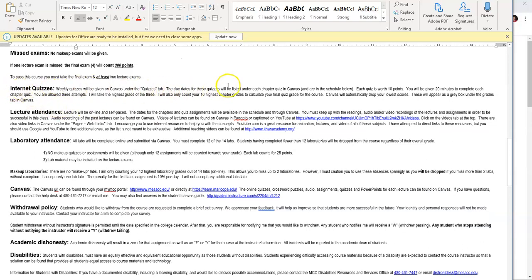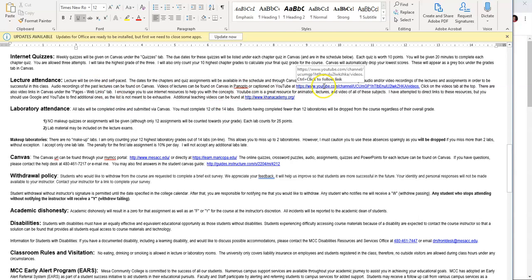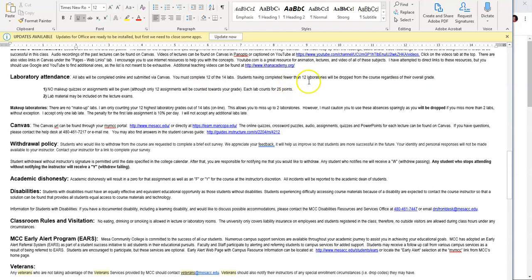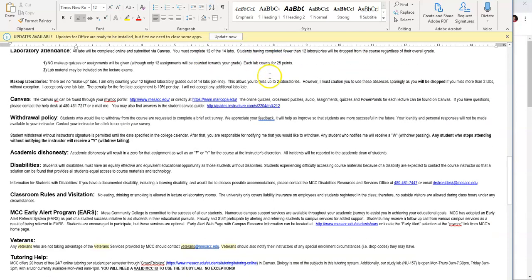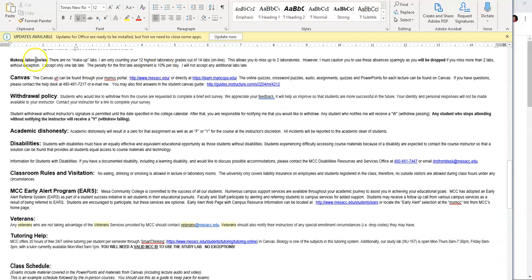The quizzes are under the quiz tab, and we already went over that. The lectures are online and self-paced. I'll be paying attention to make sure that you're logging on and stuff like that, so just try to keep up. The labs are all online, submitted to Canvas. Like I said, you have to do 12 out of the 14 labs. If you've done fewer than that, then I will drop you from the class because I feel like you're not participating, and these labs are important. And the lab material will be included on lecture exams. So some lab material will be on the lecture exams.